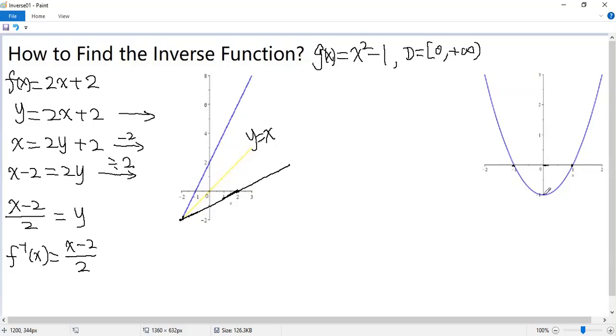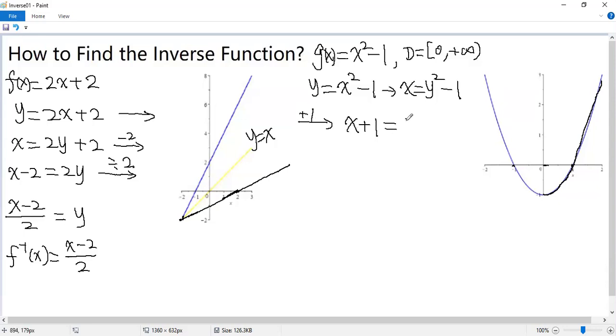So you see this branch is a one-to-one function. So we can find the inverse. Again, replace g(x) by y. So y equals x squared minus 1. Then we swap x and y. So x equals y squared minus 1. To solve for y, we add 1 to both sides. So we get x plus 1 equals y squared.